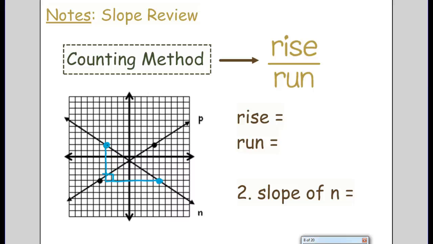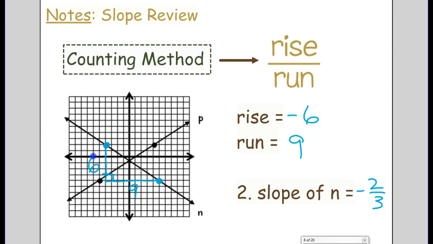Let's see, we fall how many? 1, 2, 3, 4, 5, 6. Fall 6 and run 9. Now we fell, we went down, so it's going to be negative, right? We already know what 6/9 reduces to. What does it reduce to? 2/3, but this time it's negative. So our slope of N is negative 2/3.